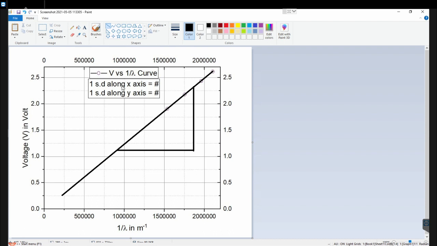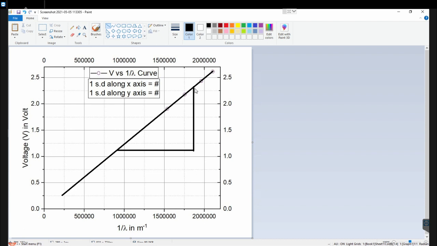I'm telling you how. We have the one SD along the x-axis and we have one SD along the y-axis. This one corresponds to the y-axis smallest division, and this corresponds to the x-axis smallest division. How? We can easily count the number of smallest divisions along the y-axis. We can easily find it with the 1 mm graph. There will be so many smallest divisions. Each 1 mm division is called one smallest division.